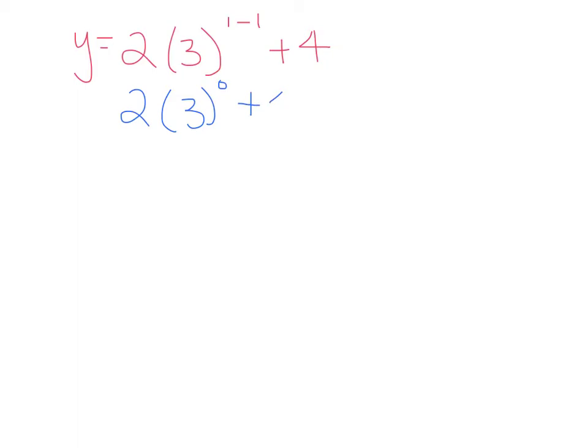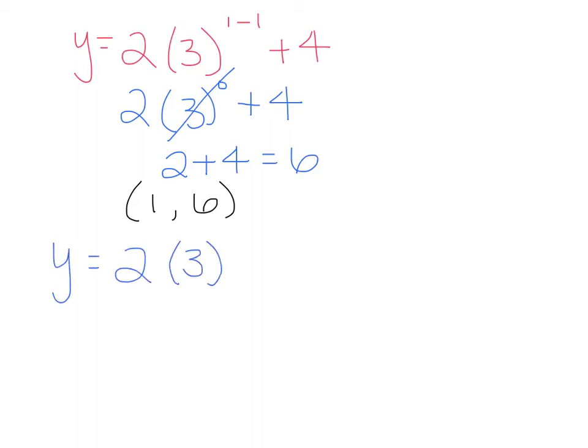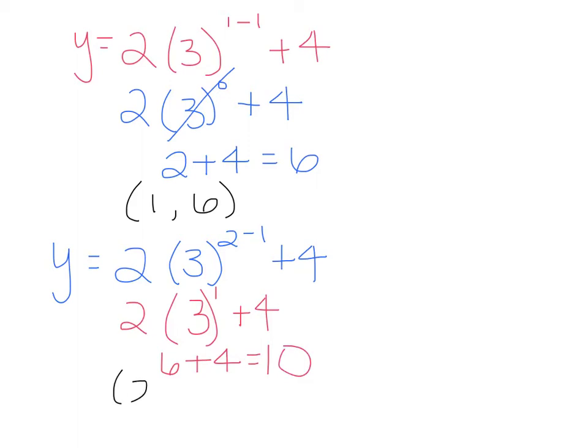Now we are going to plug in our second x value. The second x value we got was 1. Let's simplify. 1 minus 1 is going to give me 0. 3 to the 0 power is 1. And you're left with 2 plus 4, which gives you 6. So the second point you're going to graph is 1, 6. Let's plug in our last value of x, 2 times 3 to the 2 minus 1 power plus 4. 2 minus 1 gives me 3 to the first. 3 to the first is 3, times 2 is 6, and 6 plus 4 is 10. So the last point you're going to graph is 2, 10.